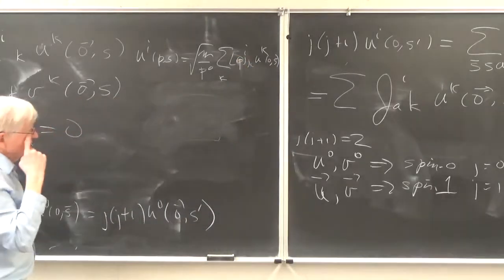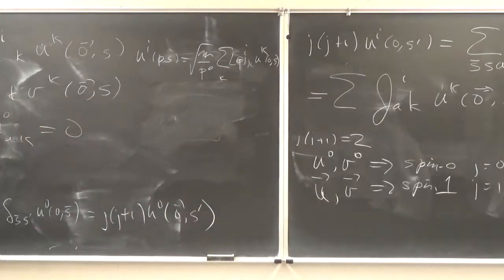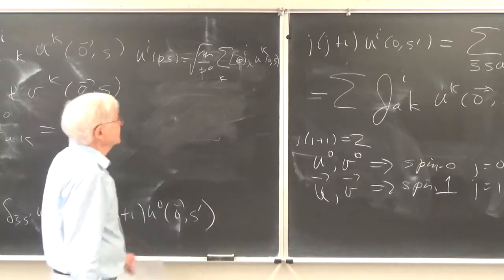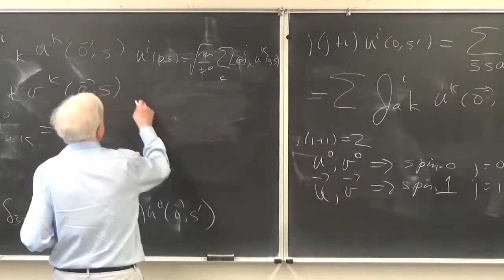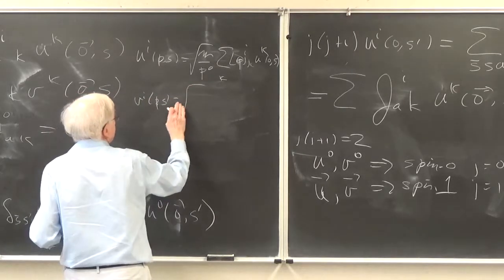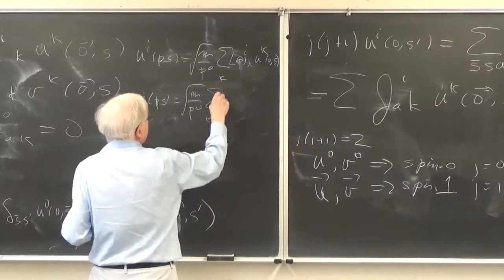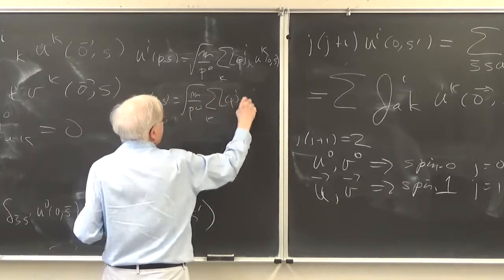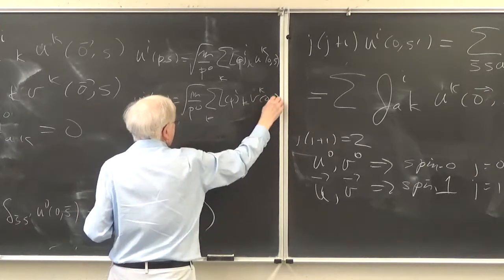So that's the standard Lorentz boost matrix, 4x4, on U^k of 0 and s, and V^i of p and s is square root of m over p^0, L(p)^i_k V^k of 0 and s.